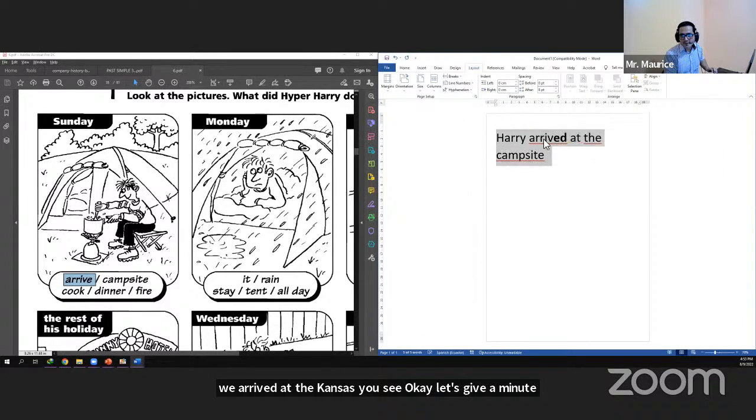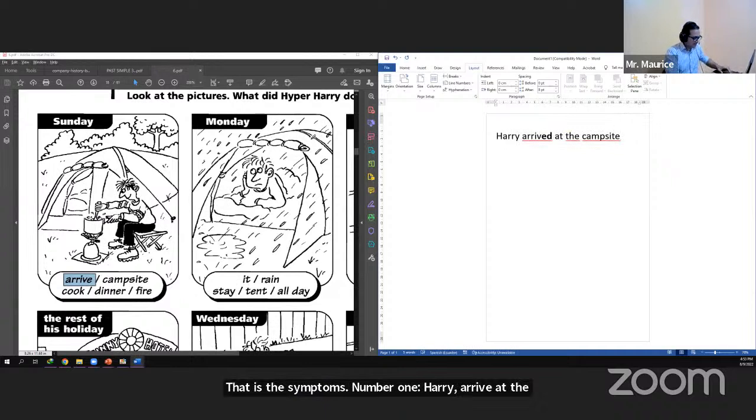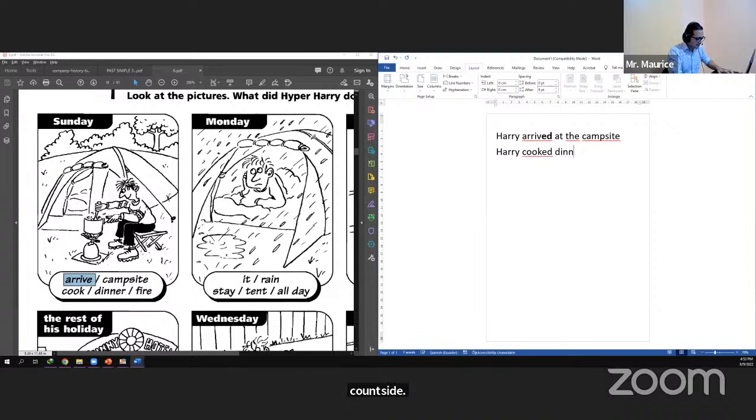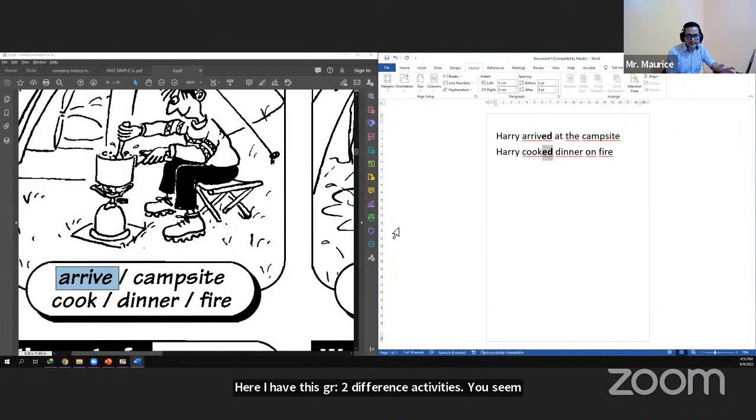That is the sentence number 1. Harry arrived at the campsite. Number 2. Harry, you see, cooked dinner on fire. Here I have described 2 different activities using the regular verbs. You see? Arrived. Harry arrived at the campsite. And the number 2, cook. Harry cooked dinner on fire.